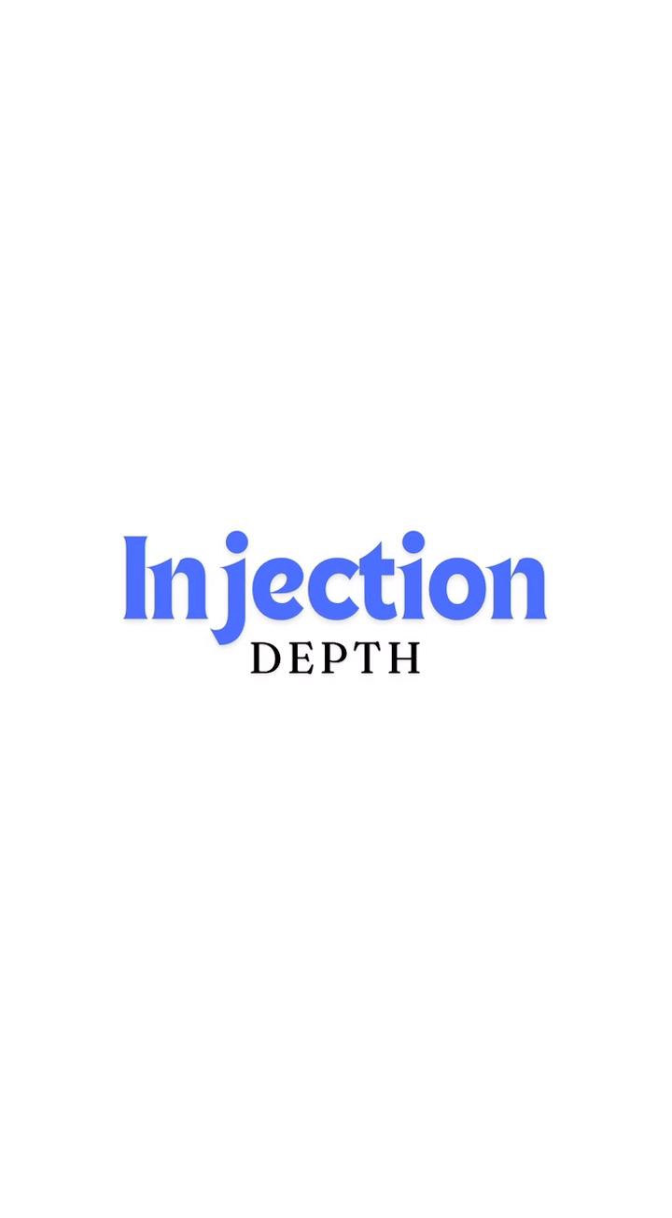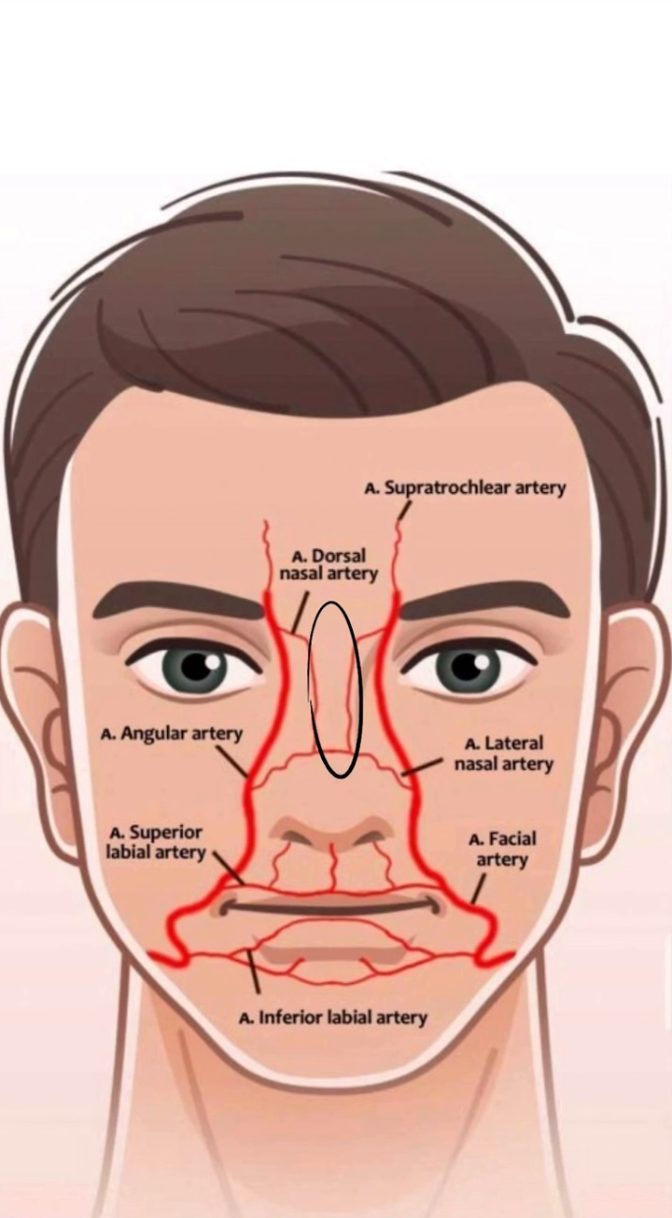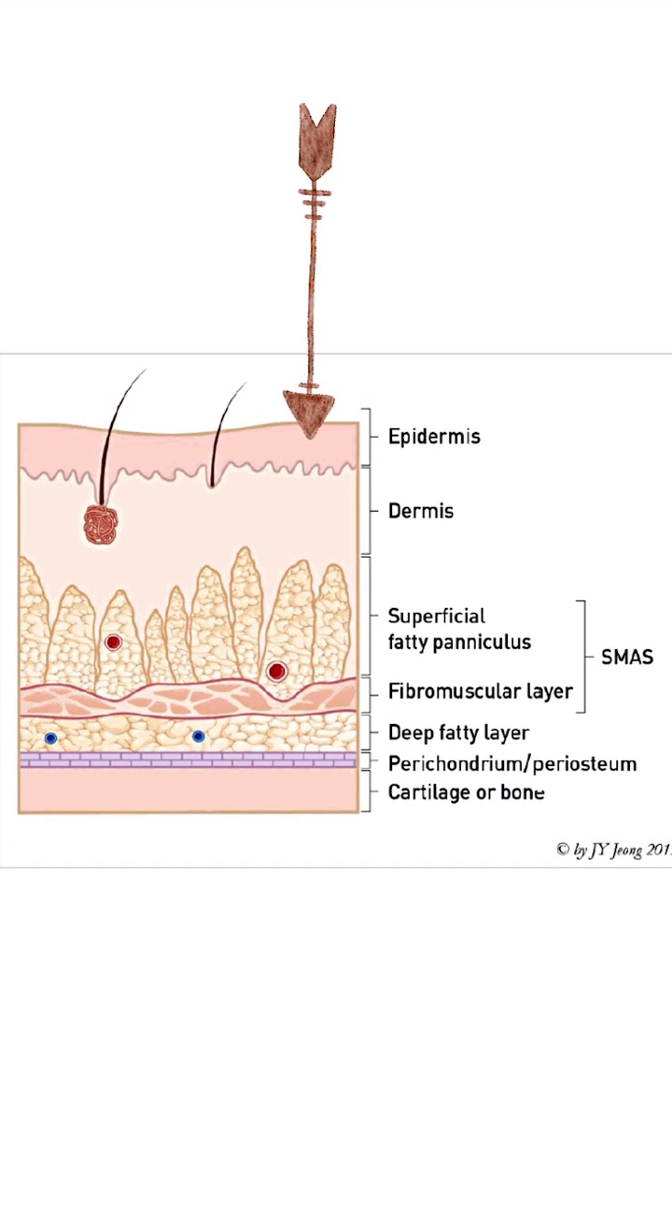But of course, there's a way to avoid all this, and that is injection depth. So again, staying central is part of the solution, but the injection depth plays an important role, and where you want to be is as deep as possible. So let us take a look at the layers of the nose and see where that might be.